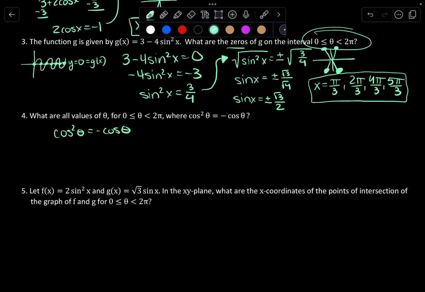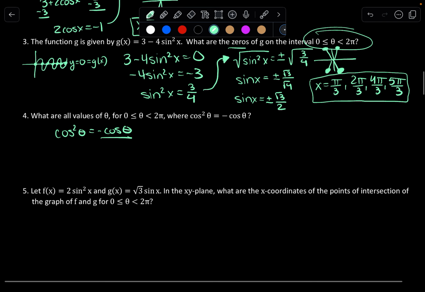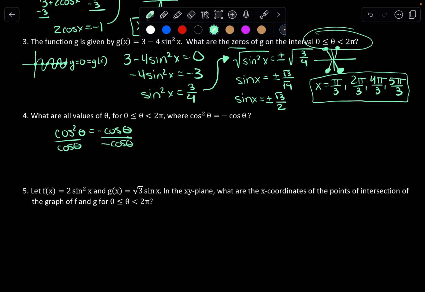Now, 90% of the time when I'm teaching this, I ask what's the first step, and they'll go straight to this: oh, divide by negative cosine theta. Okay. If we do that, we end up getting negative cosine theta is equal to 1. Before we had cosine squared and then a cosine theta, but now we're just down to 1 cosine. We lost a lot of our solutions, all right?